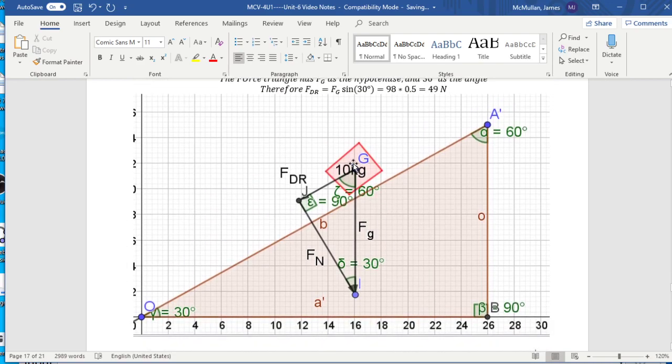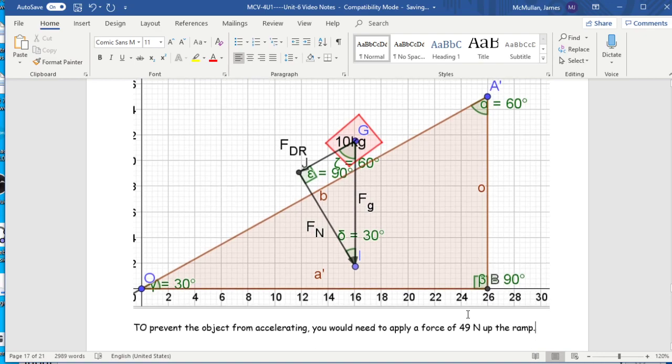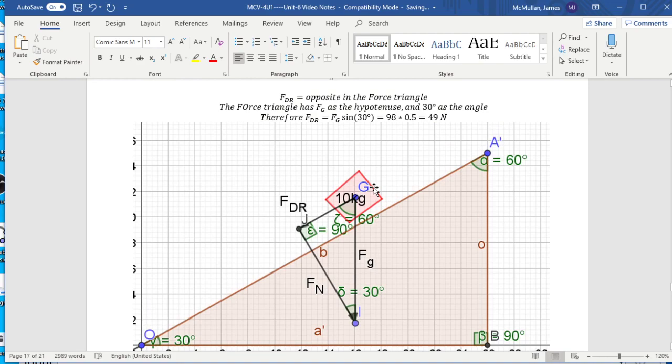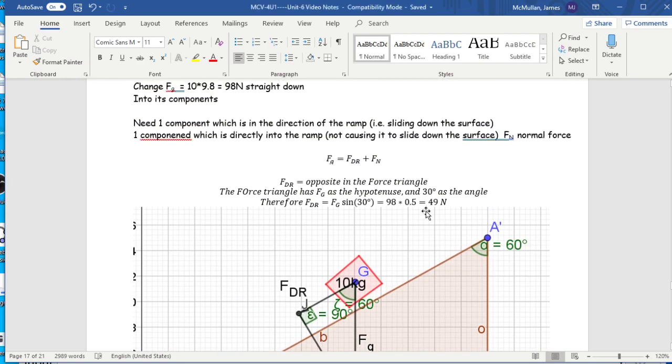Okay? So if someone was holding this block with 49 newtons of force up the ramp, the block would not be experiencing any net force and it would not accelerate. Okay, so if it was stopped, it would stay stopped.